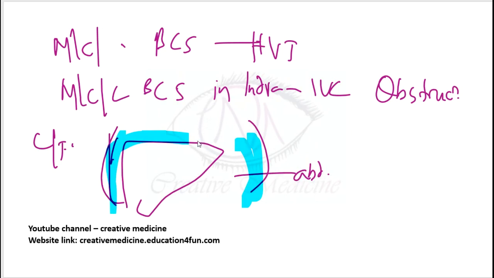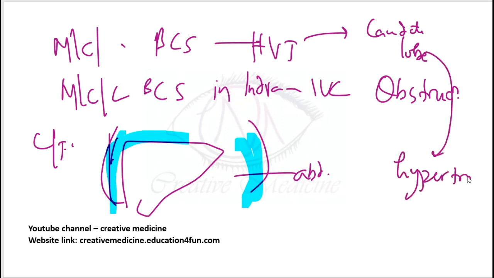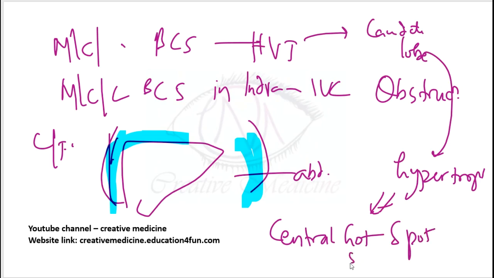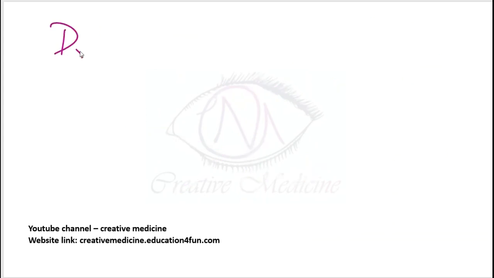Now, Budd-Chiari syndrome caused by hepatic venous thrombosis. In this, the caudate lobe is spared and this caudate lobe is hypertrophied. When the caudate lobe is hypertrophied, it will give a central hot spot sign in scintigraphy. Okay, next, if you see the diagnosis, the investigation of choice is actually venography.